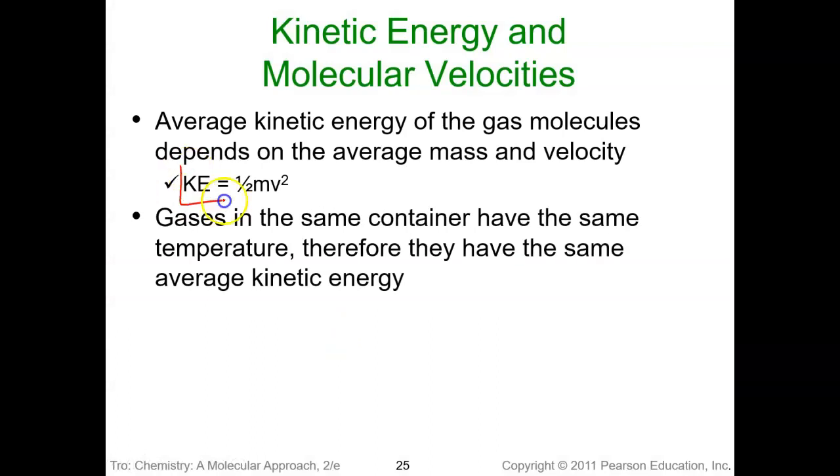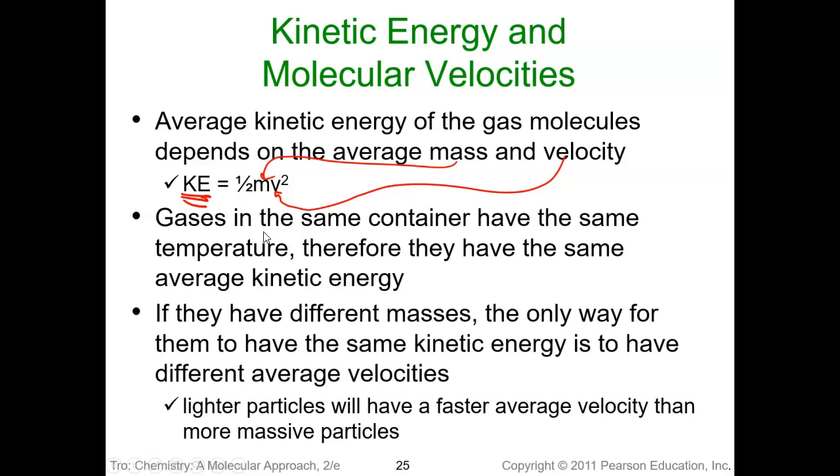So technically here is our equation for our gases. The average kinetic energy depends on both the mass and the velocity, right? This is our mass. This is our velocity. And gases in the same container all have the same temperature, which means they have the same kinetic energy. But just because they have the same kinetic energy does not mean they are moving at the same speed.